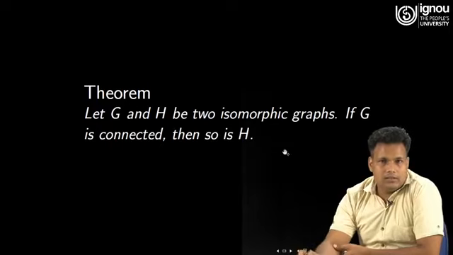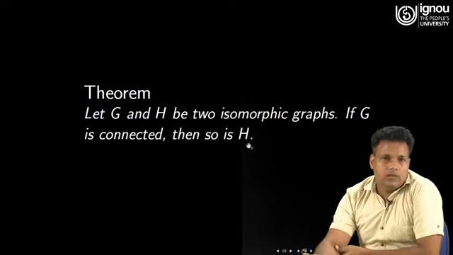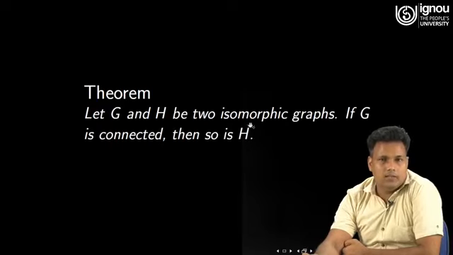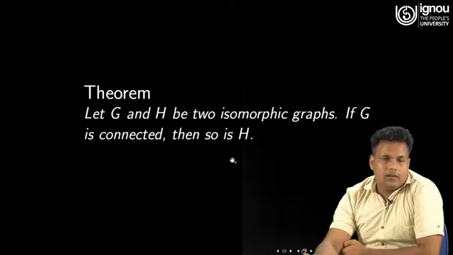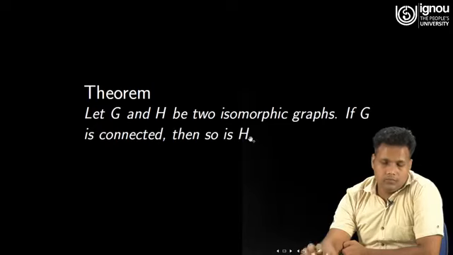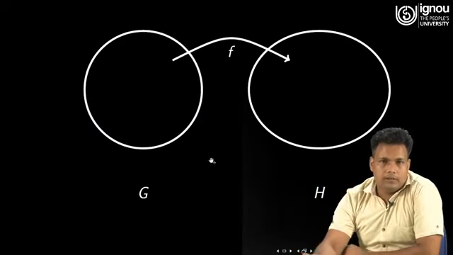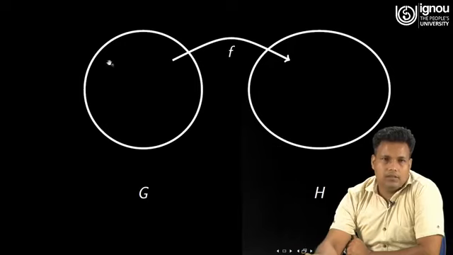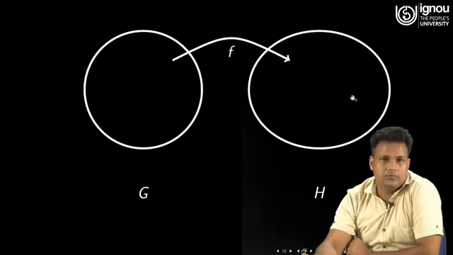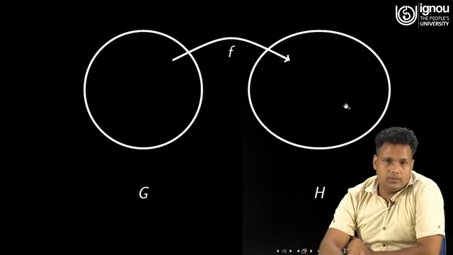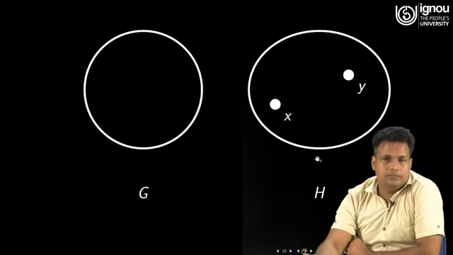We are given that G and H are isomorphic, right? And G is connected. We have to show that H is connected. So we just pick any two vertices, say X and Y in H, and we'll show that X and Y are connected by a path in H. So geometrically, G and H are these two graphs, and F is an isomorphism from G to H. You just pick any two vertices here, X and Y.